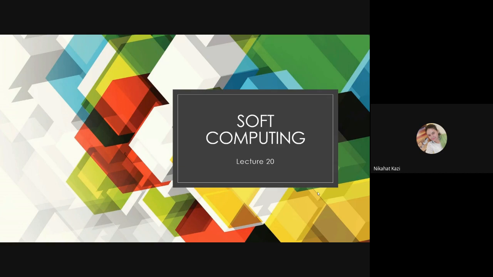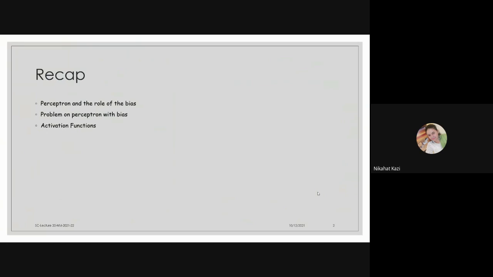So, we have started the unit on neural networks, and last time we were discussing some rules for training a neural network. We looked at Hebbian, we looked at perceptron in the last lecture. Perceptron, along with the role of the bias, was what we covered, and we solved a problem based on the same. Also, we looked at different activation functions which are available for training a neural network. So this was what we covered last time.